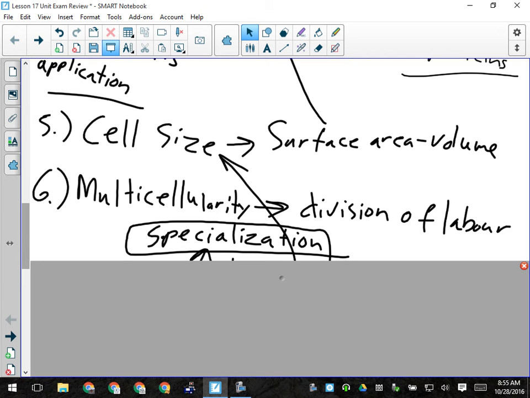Multicellularity. It's definitely going to be some multiple choice stuff about multicellularity, but it could also find its way into the written response. Remember that a true multicellular organism will show this. It will have specialization. That is, the cells within that organism are not all going to be the same. There's going to be division of labor because there are cells that are better at doing something than other cells are.